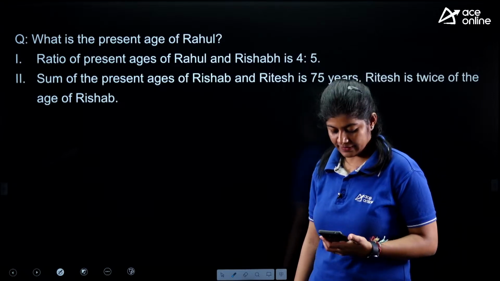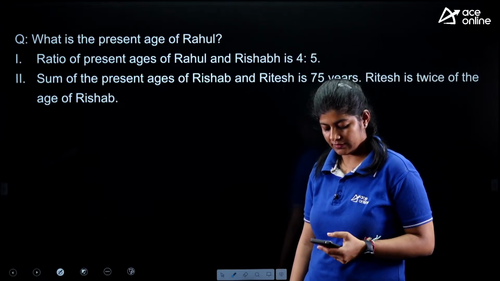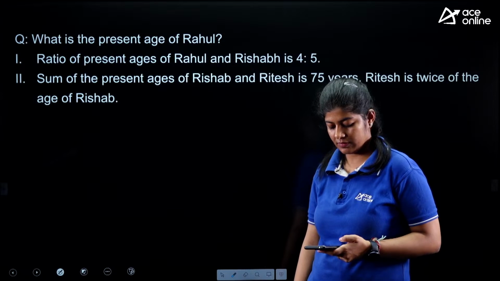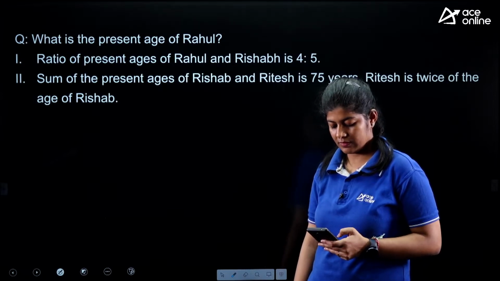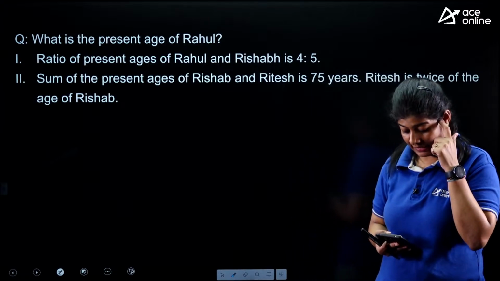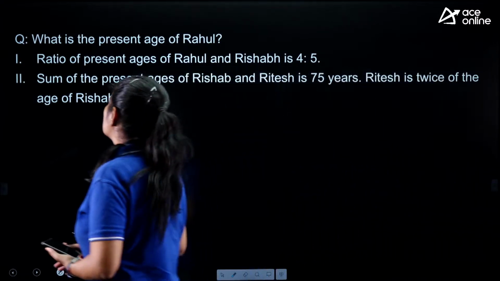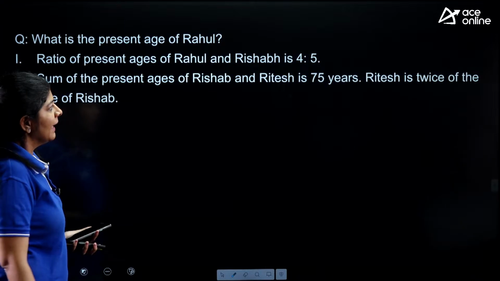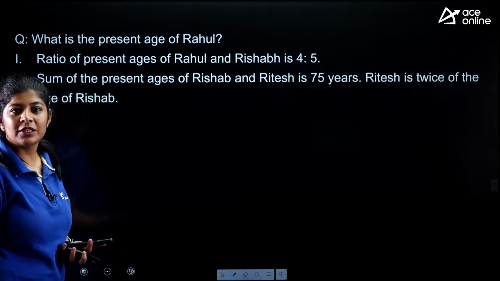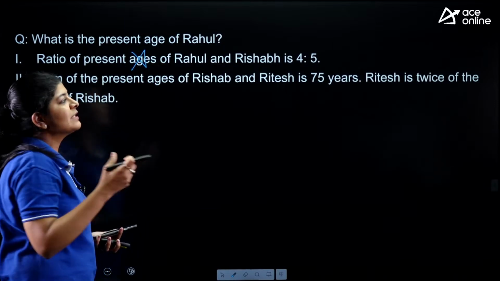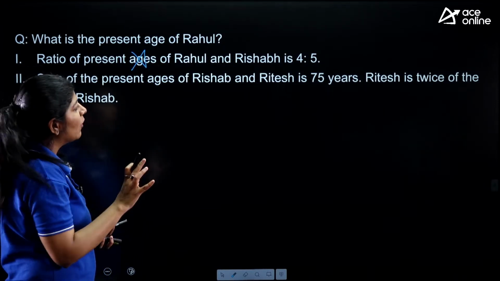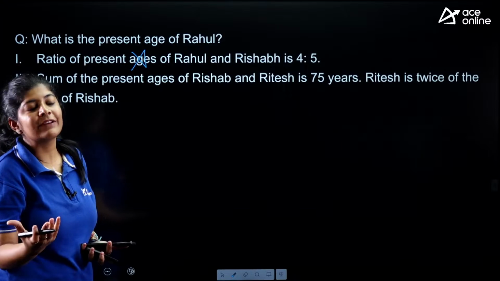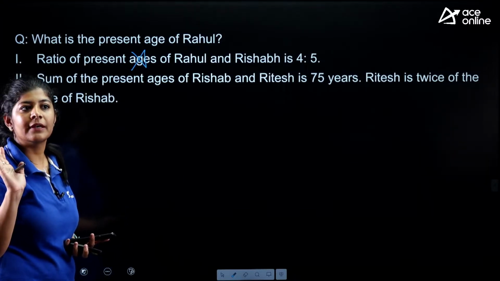It's again a very simple one. Radhe, B. Okay. So the question is saying that the ratio of the present ages of Rahul and Rishabh is 4:5. But can we determine the answer from this particular data? No. Why? Because if we are having the age difference between Rahul and Rishabh, then only can we find out the present age of Rahul. But we are not having sufficient data, so option number A is eliminated, right?